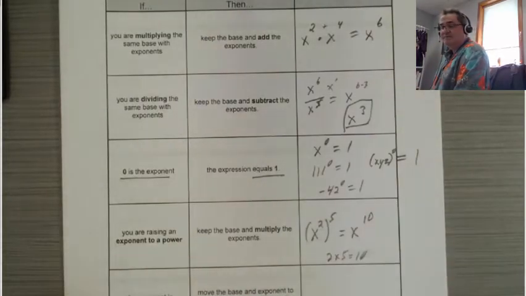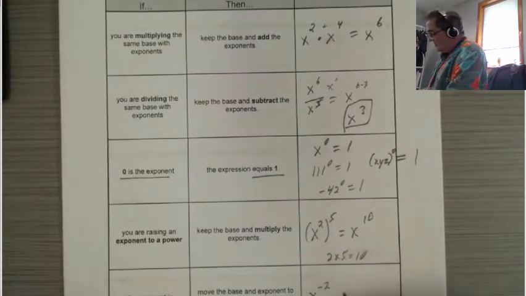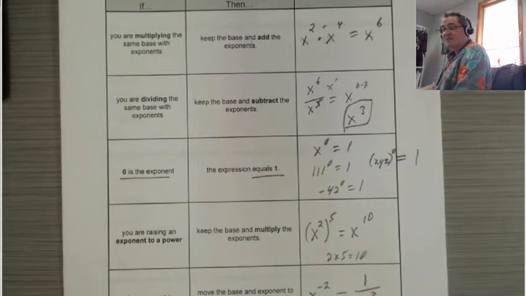So exponent raised to a power, x squared to the fifth power. And then finally, if the exponent is negative, we have x to the negative 2 power. Then we move it to the denominator. We say it's 1 over x and make it positive. X to the negative 2 power is the same as 1 over x squared.